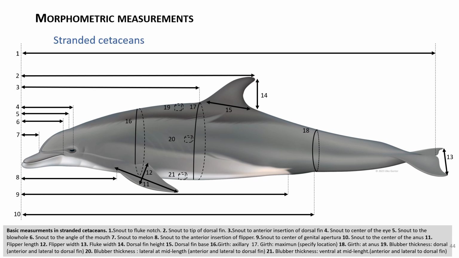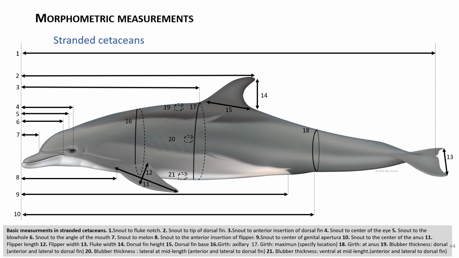The fourth is from the snout to the center of the eye, then from the snout to the blowhole, then from the snout to the angle of the mouth, then from the snout to the melon, and then from the snout to the anterior insertion of the flipper. The ninth is the snout to the center of the genital aperture. The 10th is the snout to the center of the anus.